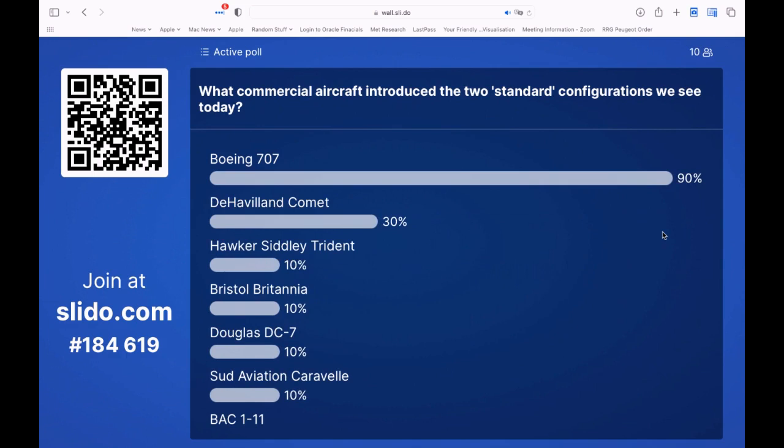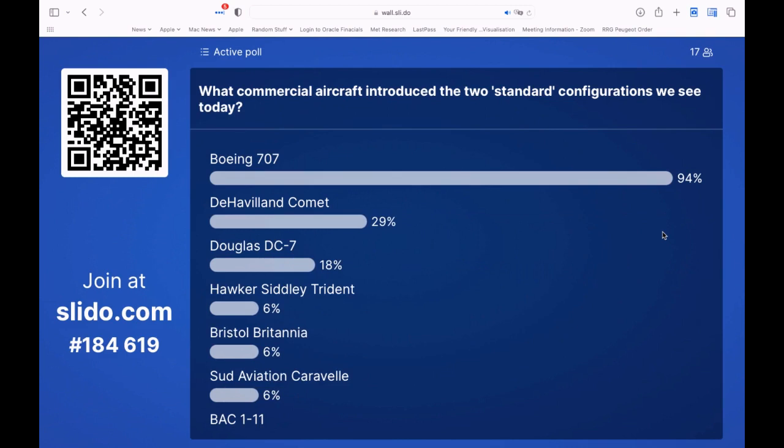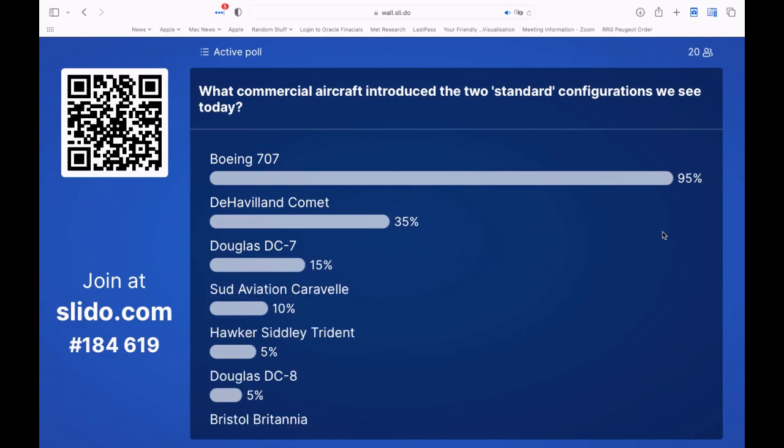Okay. Are those the only configurations we have? Absolutely not. Actually, yeah, they might be. No, of course they're not. The engines under the wing, as in attached to the bottom, or the Concorde, not flying today. We have the wings with engines inside the wing, like the Comet. And then you have some other weird stuff, but those are our two standard configurations.